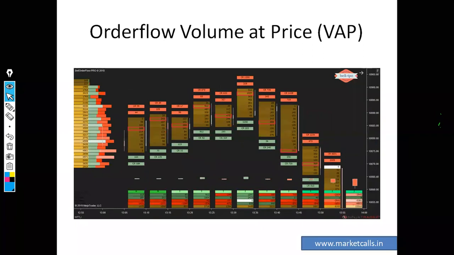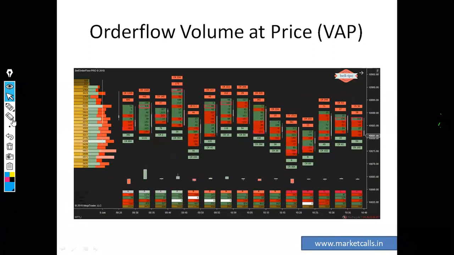This is another representation where it is mostly colored with delta. If it is controlled by the buyers and the net difference is positive, then it shows the volume in green color. If the volume is shown in red color, that means that particular price level is controlled by sellers. So then you can see where the delta is getting more negative.